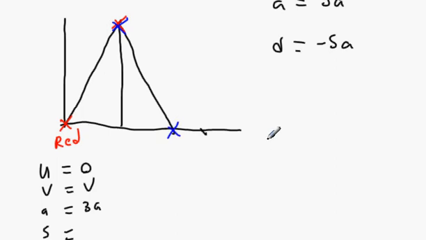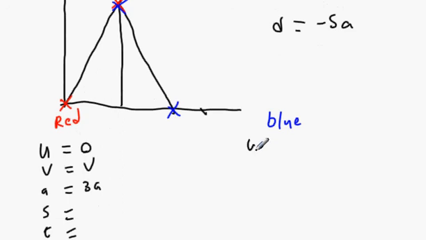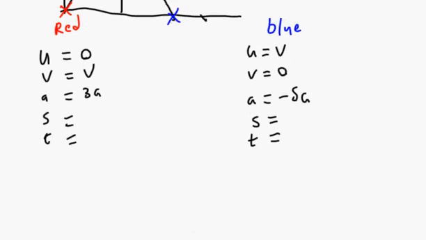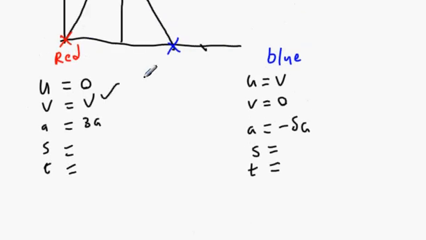So blue being deceleration, what we know is that u equals v, v equals 0, a equals minus 5a, s we don't know, and t we don't know. Okay. So what we're looking to work off is v equals u plus at. And what I recommend is we either try to get a on its own, or we try to get v on its own. v is the only thing that's in common to both of them, isn't it?